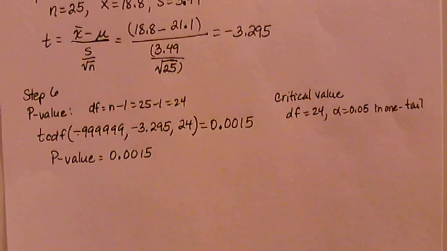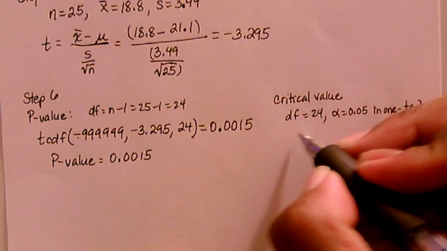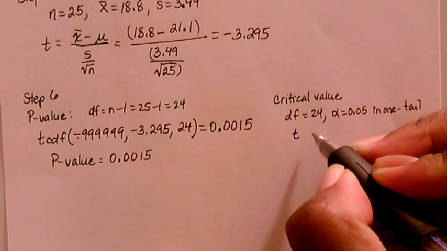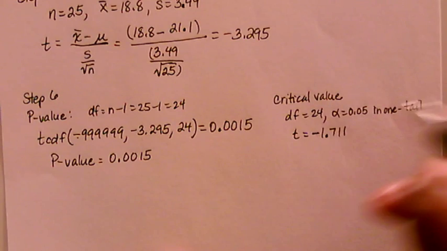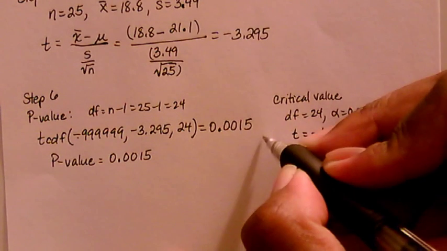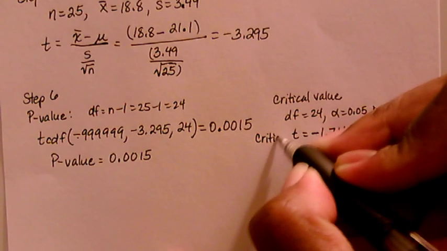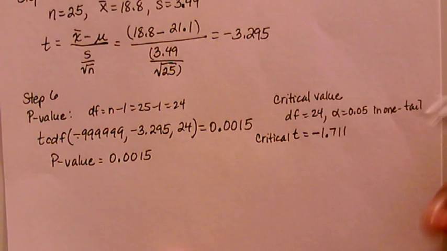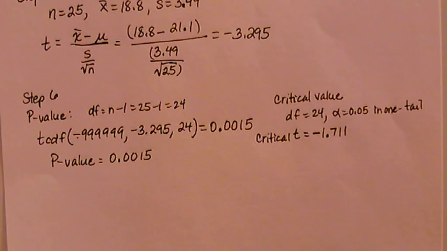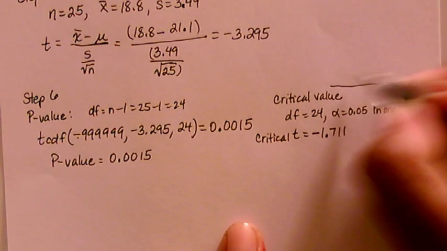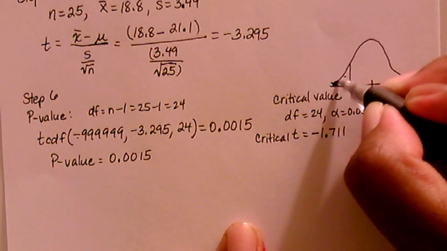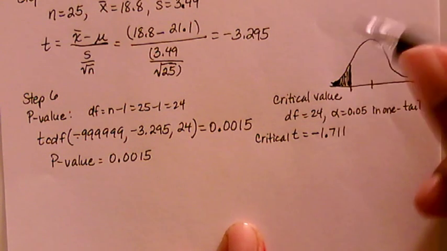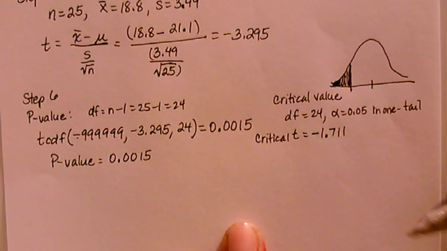And it is a left tail test, so that means that the critical value is negative 1.711. And that's the critical t-value here. It's negative because it's a left tail test. Okay. Now you could draw a normal curve, and you'll see that it is a left tail test, so the critical t-value has to be negative.